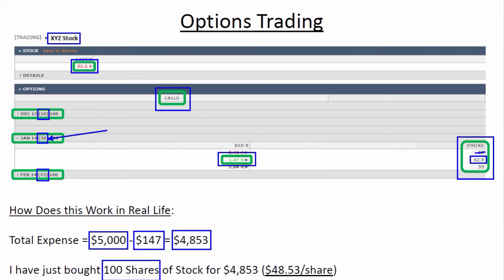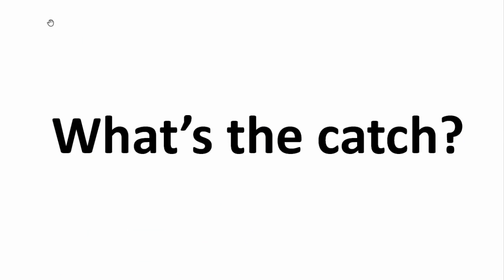Well, if we divide that back out by 100, we see that we're paying $48.53 per share. Wow, that's weird because look, right now the stock price is $50 a share, but I'm buying it for only $48.53 a share. So what's the catch?